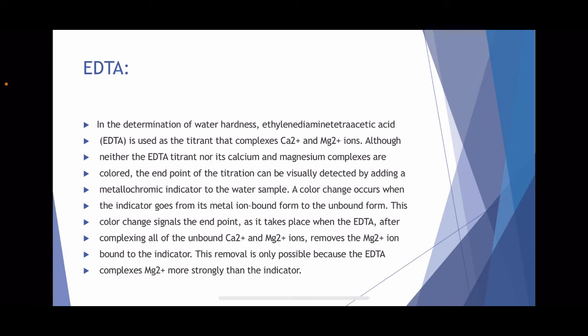A color change occurs when the indicator goes from its metal ion bound form to the unbound form. We have discussed that as well. The Calmagite is red when it is in bound form and will be blue, orange, or red when it is in unbound form. This color change signals the endpoint as it takes place when the EDTA, after complexing all of the unbound Ca2+ and magnesium ions, removes the magnesium ion bound to the indicator. This removal is only possible because EDTA complexes magnesium ion more strongly than the indicator.